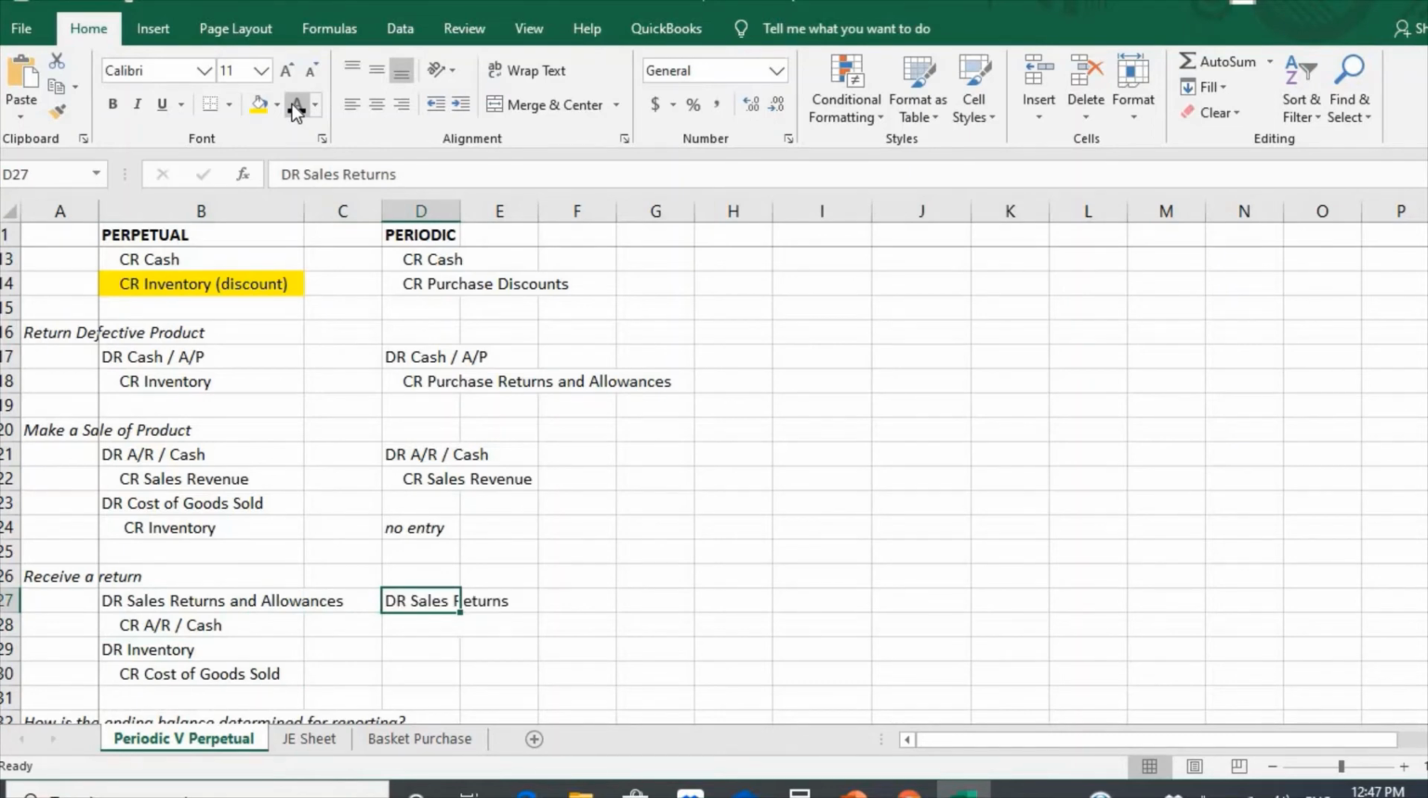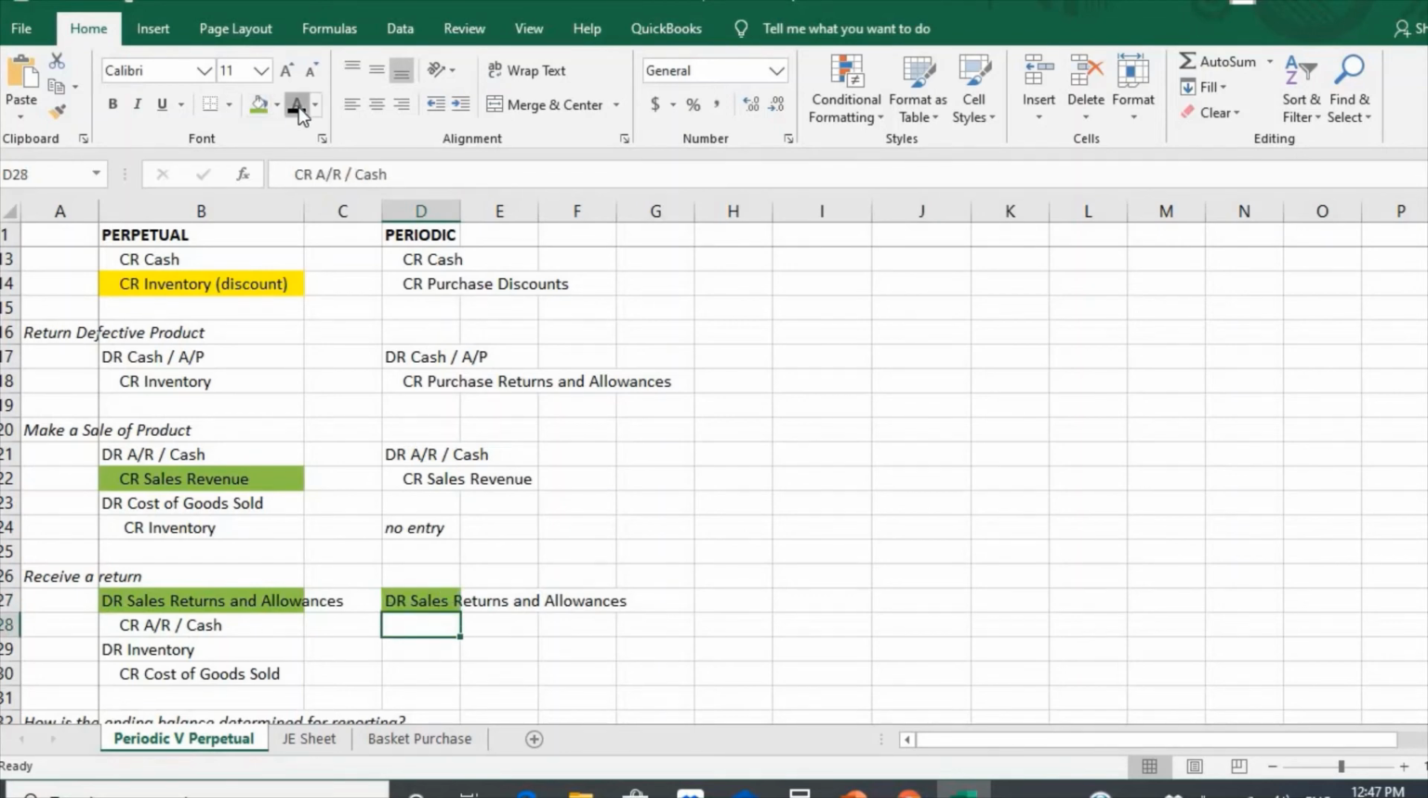Under the periodic system, you still debit sales returns and allowances, and that's instead of doing a reversal of the credit to sales revenue. Notice we started off with a credit to sales revenue, but when we reverse it, we use a contra account. We're doing that because it is good practice to keep track of your returns, because returns usually are an indication that there's a problem. And that also happens under the periodic system.